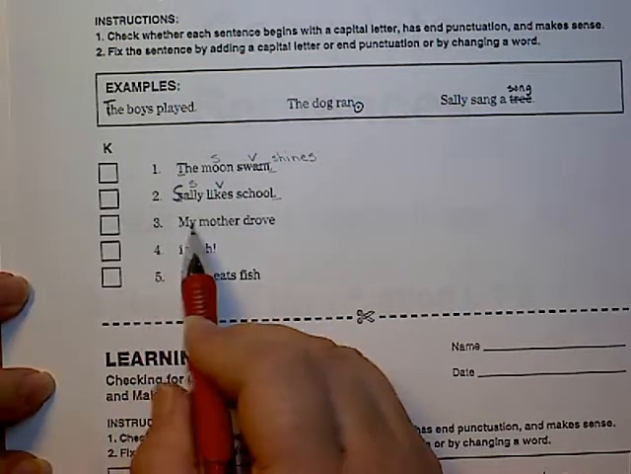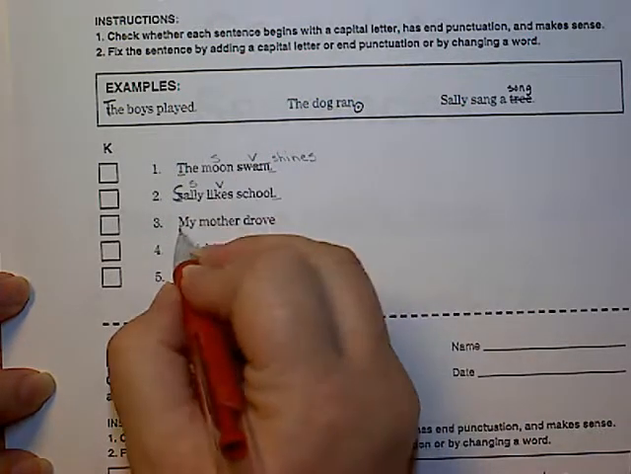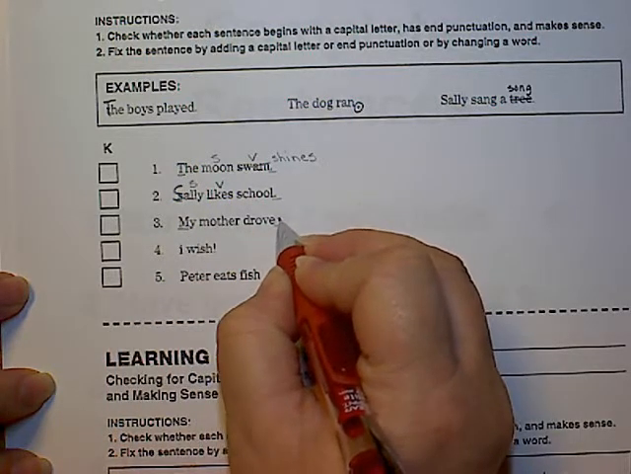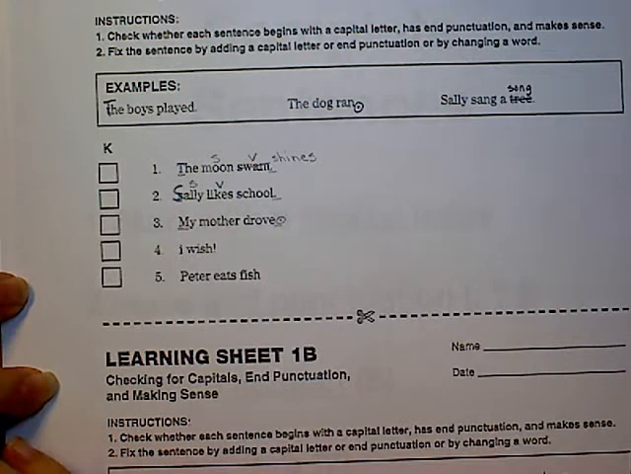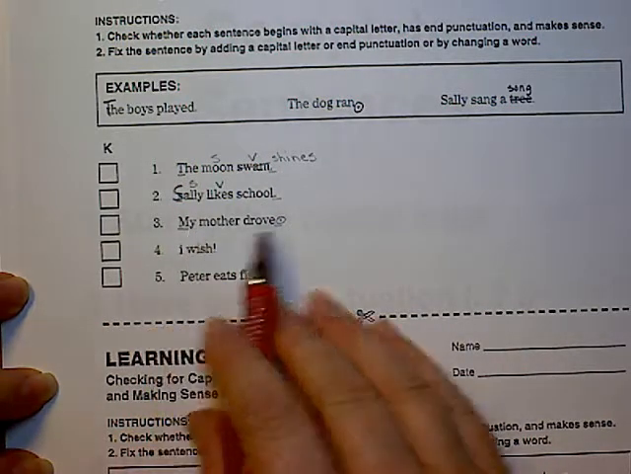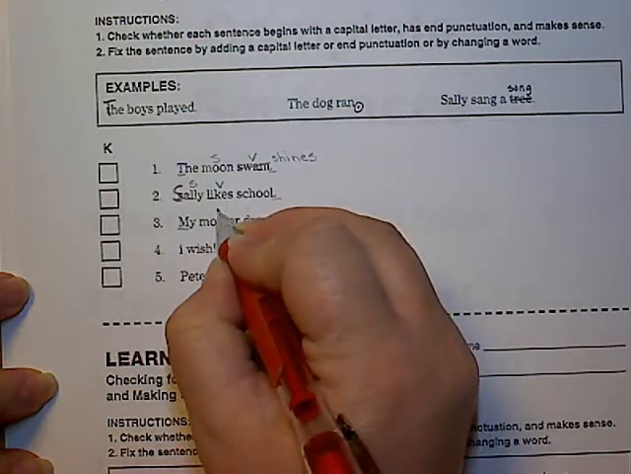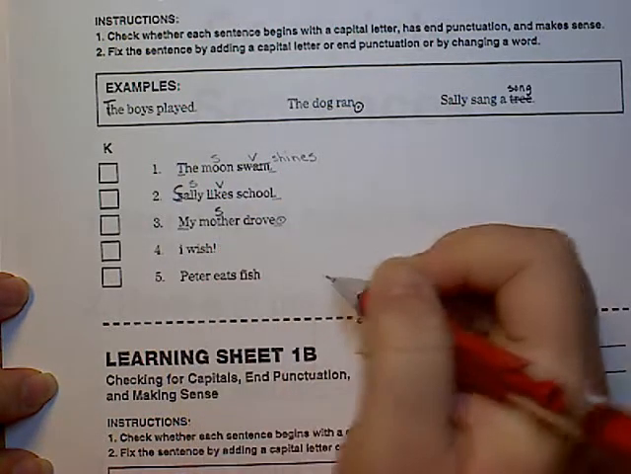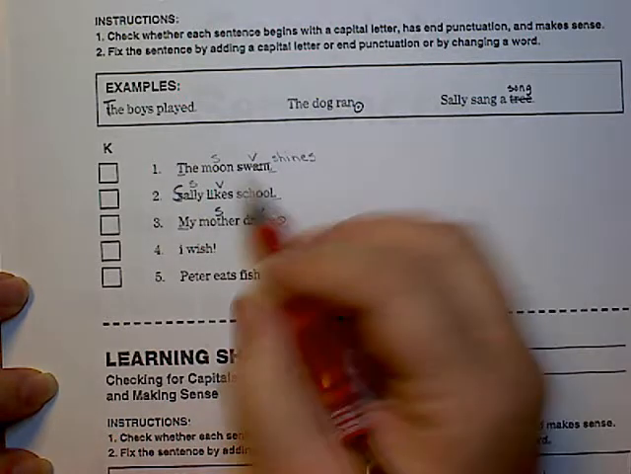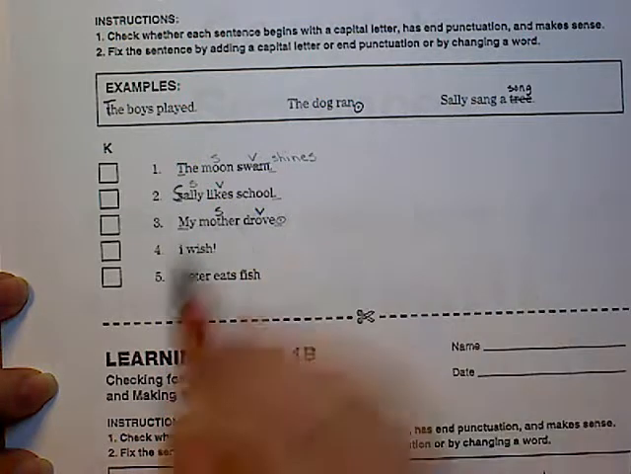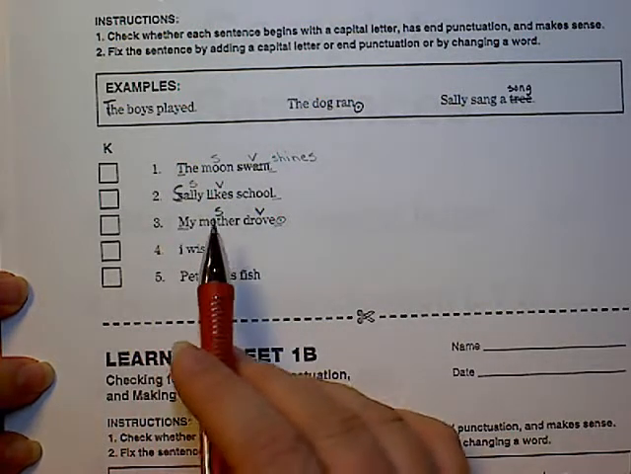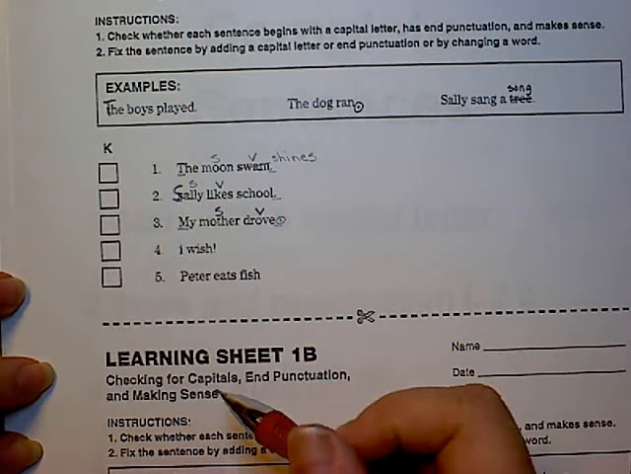Now let's talk about "my mother drove." Does it begin with a capital letter? Yes. Does it have end punctuation? No. So I'm going to put a period and circle it. And now I'm going to find the subject. Well, mother is what the subject or what the sentence is about. What did she do? She drove. So there's my verb. My mother drove. Does that make sense? Well, yes, my mother can drive. And if she did it yesterday, I can say my mother drove. So it does make sense.